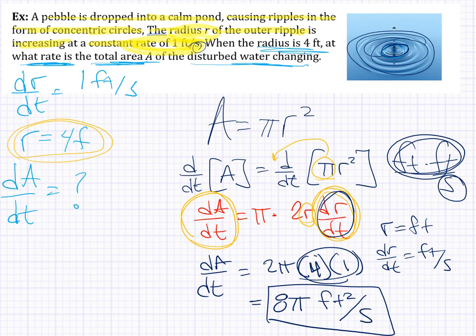And I like leaving my answer like that. I don't like putting 8 pi into my calculator and getting some decimal answer, because then that's going to have to be rounded. This is the exact rate of change of dA dt. I mean, if it benefits you for some reason to actually multiply 8 times pi and estimate it, you could, but I think the best answer is to leave the exact value of 8 pi feet squared per second. So that's how the area is changing.